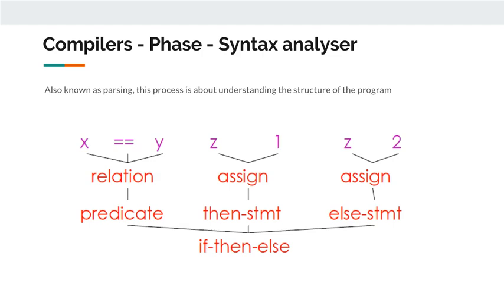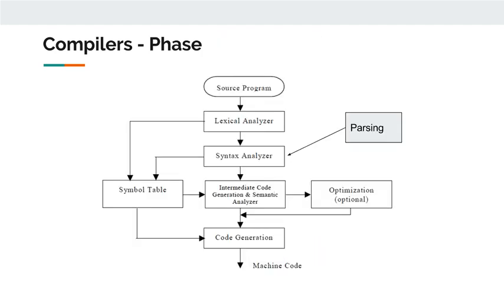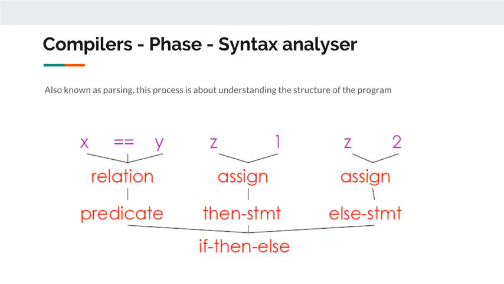Then you have the next step. I hope you always keep this bigger picture in mind. The next step is the syntax analyzer, also called parsing. This process is about understanding the structure of your program. Coming back to the English analogy, where is the position of the verb, the adverb, the article, and so on. This is what the syntax analyzer is all about. It should help us understand what is actually written from the programming language perspective.